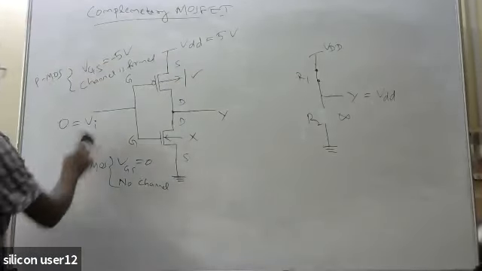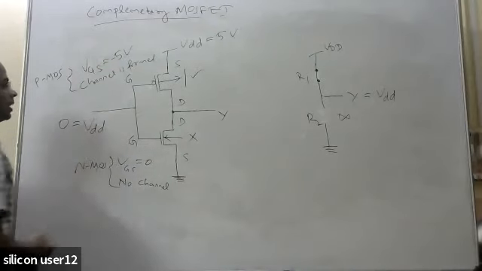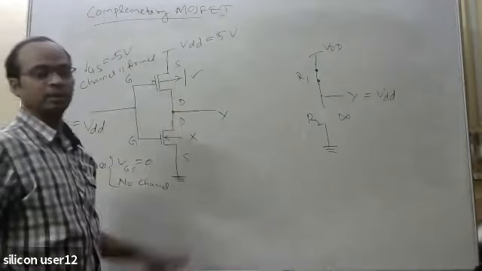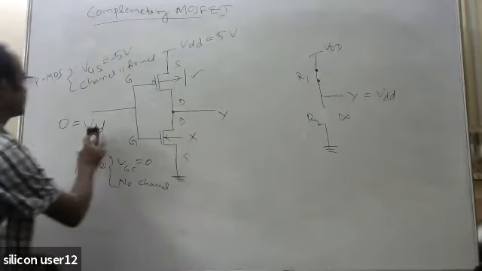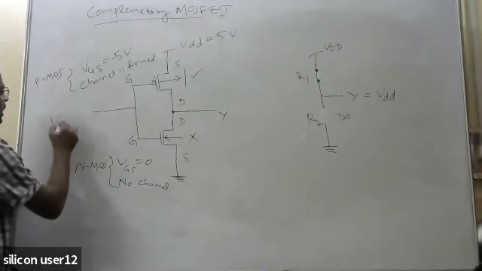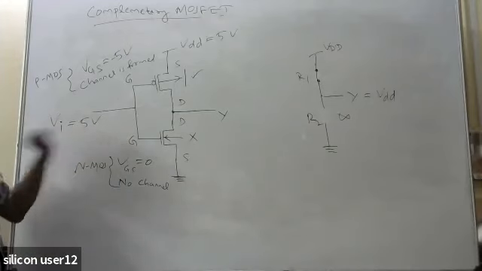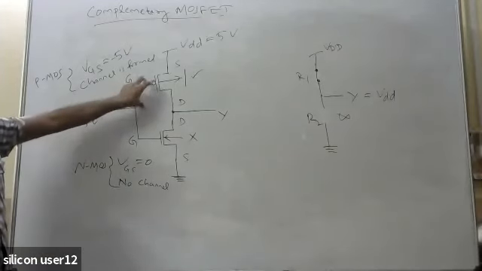Now tell me, if I apply VDD at the input, how much output will I get? Or simply, my VI equal to 5 volt. If my input is 5 volt, then what will happen to this PMOS?